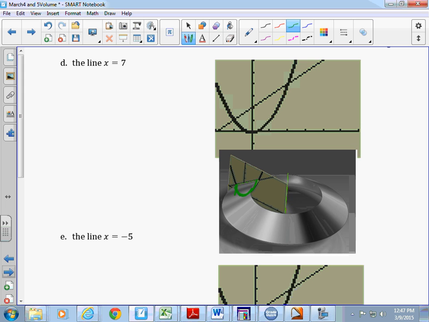Get the light for just a second. We'll turn it right back on. Does everyone see that? Turn both off for just a second. Does everyone see the shape swinging around the line x equals 7? Everyone see it? Perfect. So, this one's really tough. And I'll show you why as we go.